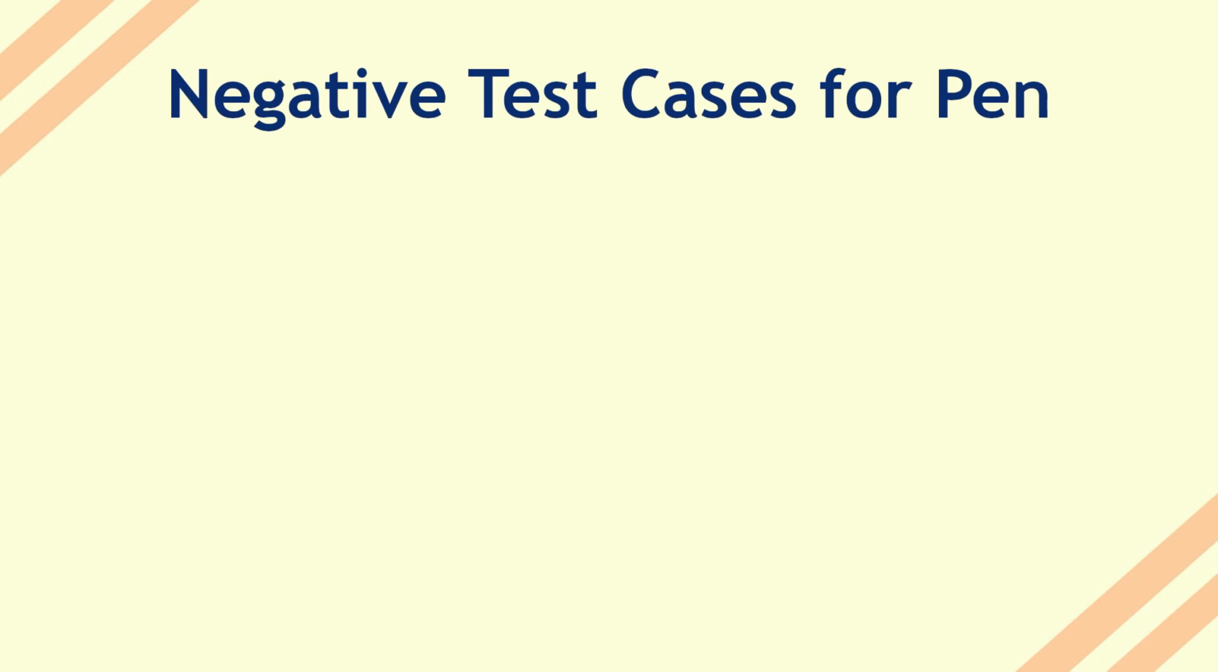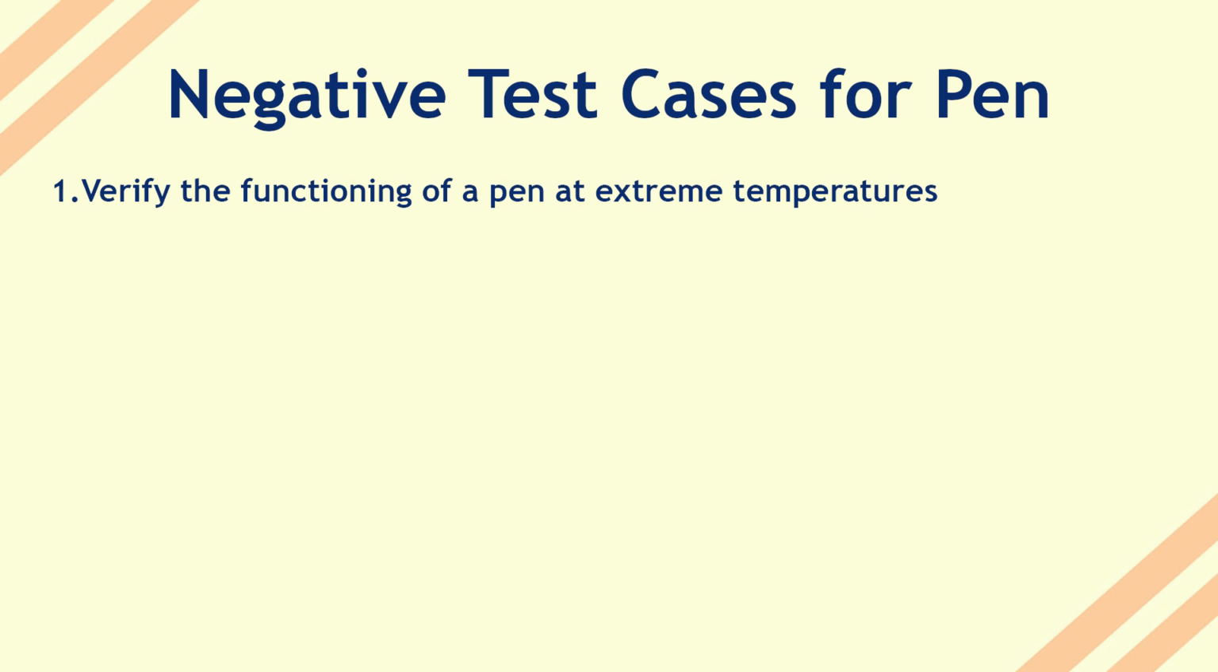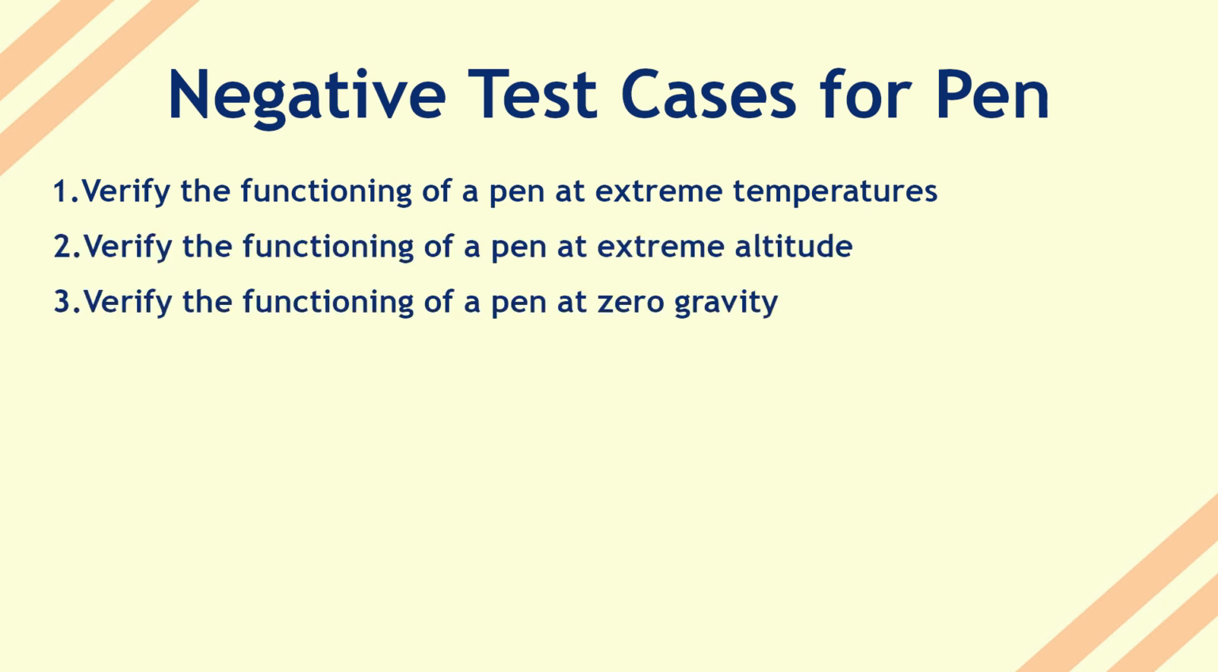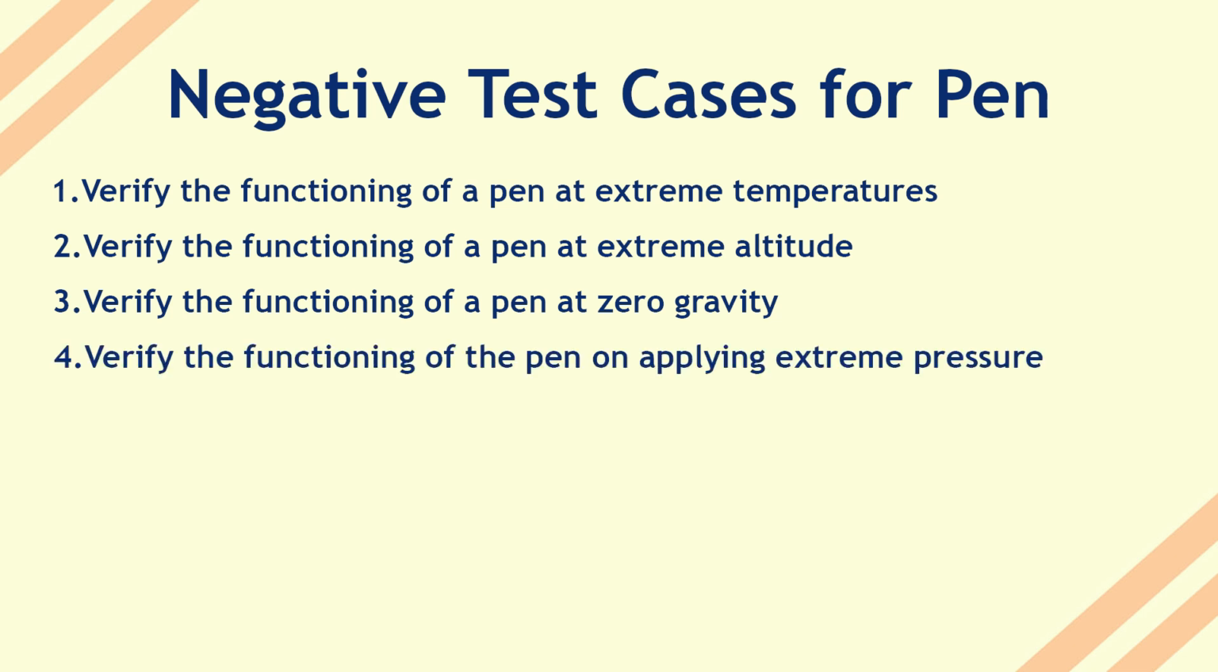Let's see some negative test cases for the pen now. The negative test cases include test cases that check the robustness and the behavior of the application when subjected to unexpected conditions. Some sample negative test cases for the pen are: verify the functioning of a pen at extreme temperatures, much higher and lower than normal room temperature. Verify the functioning of a pen at extreme altitude. Verify the functioning of a pen at zero gravity. Verify the functioning of the pen on applying extreme pressure while writing.